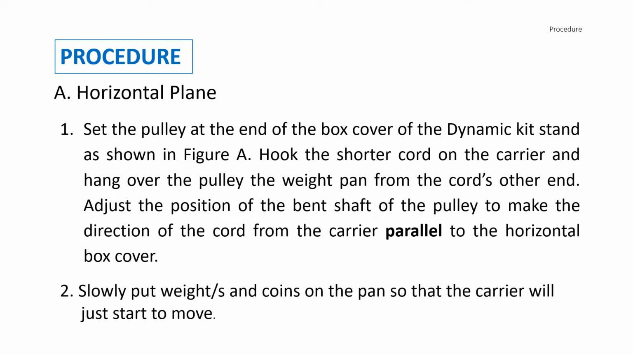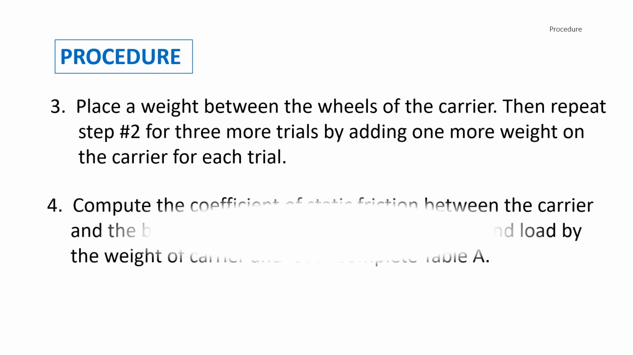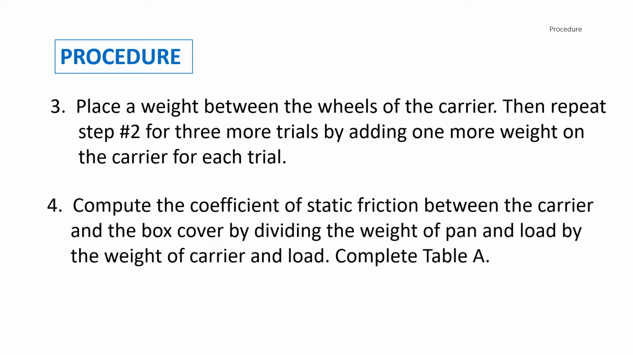Slowly put weights and coins on the pan so that the carrier will just start to move. Place a weight between the wheels of the carrier. Then repeat step number 2 for 3 more trials by adding 1 more weight on the carrier for each trial. Compute the coefficient of static friction between the carrier and the box cover by dividing the weight of pan and load by the weight of carrier and load. Record and complete the table.